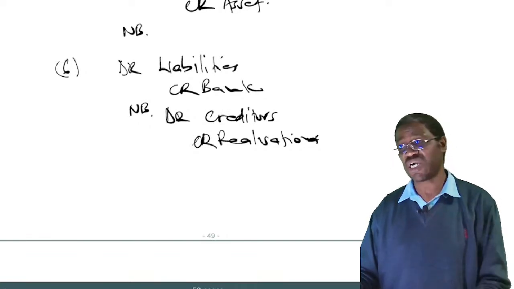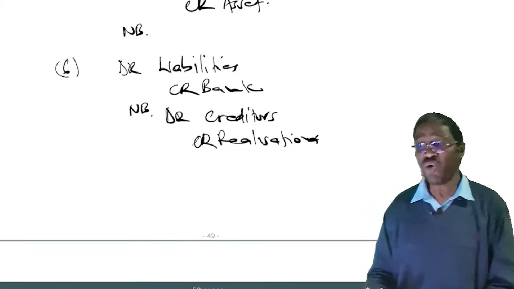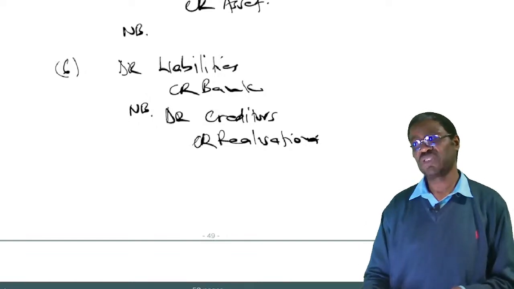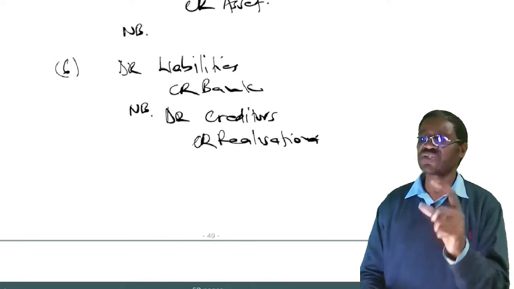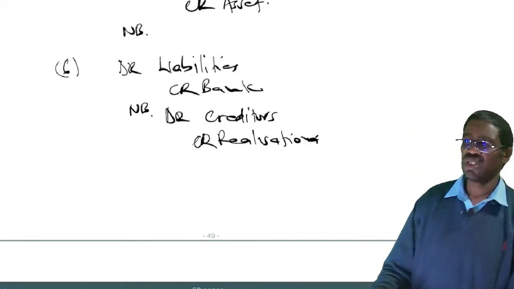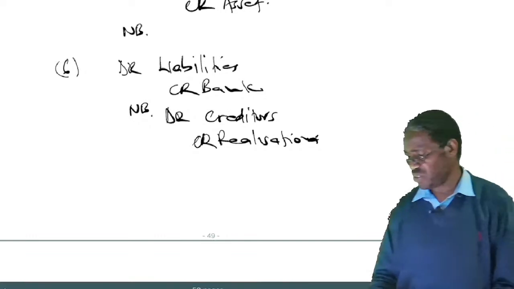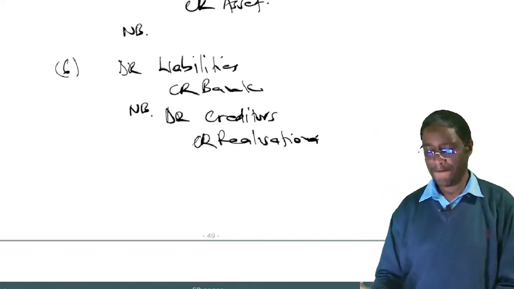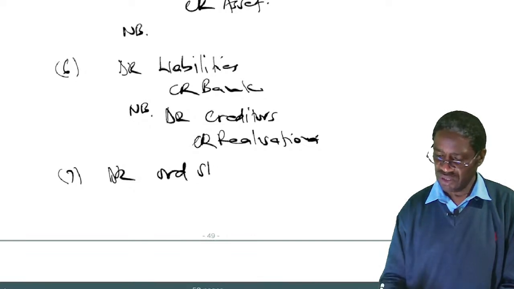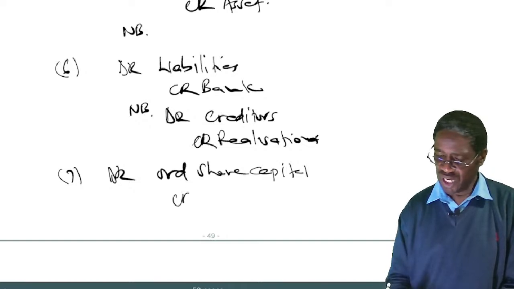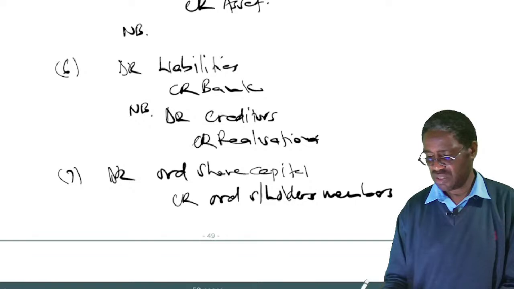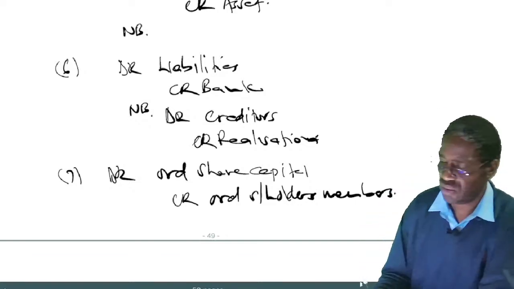Transfer the balance of the ordinary share capital to the ordinary shareholders members account. So number 7, you debit ordinary share capital and you credit ordinary shareholders members account.